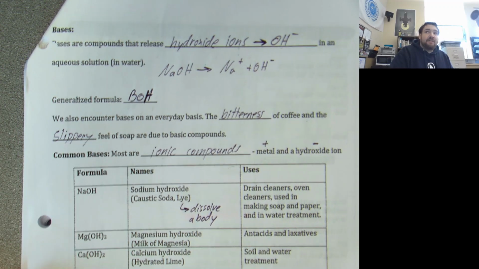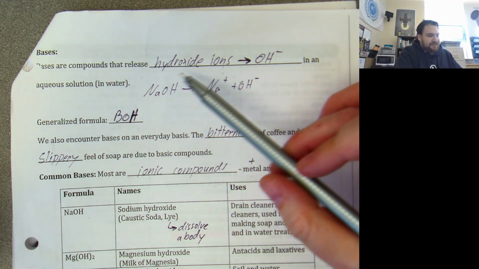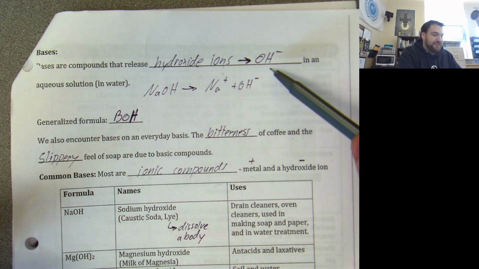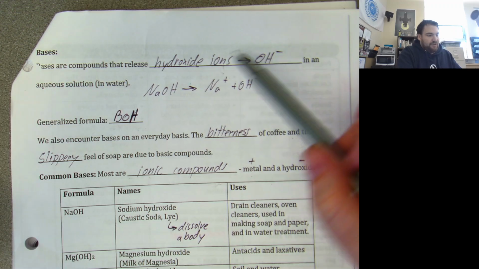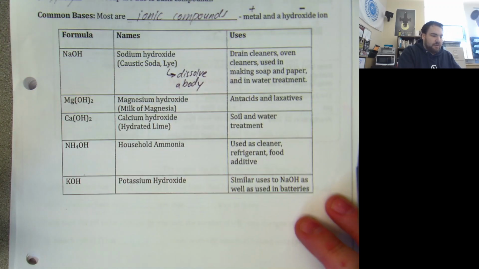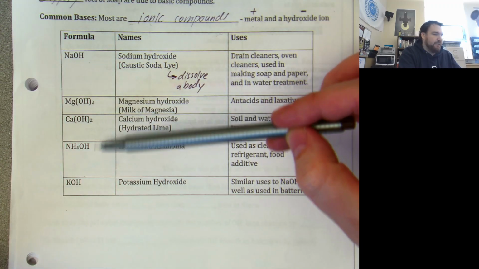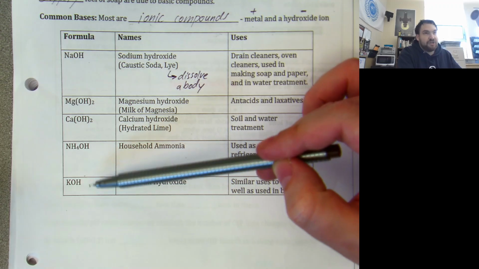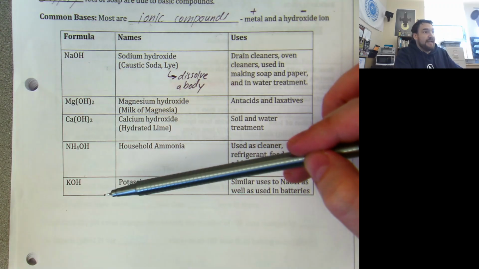Bases were the opposite. The opposite of a hydrogen ion is a hydroxide ion. Bases are compounds that release hydroxide ions, so OH minus. So the general formula for a base was BOH. So things like NaOH, MgOH, COH2, NH4OH, KOH. These are all bases because when you dissolve these things in water, they donate extra hydroxide.